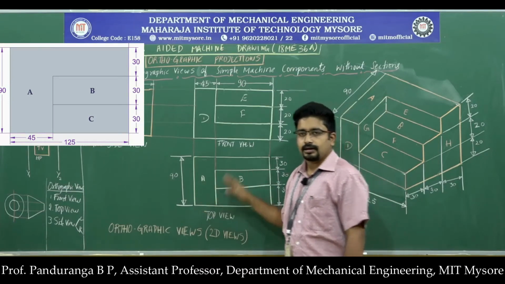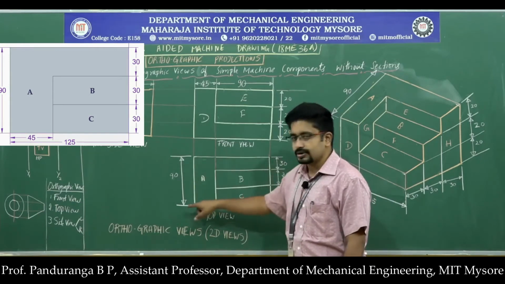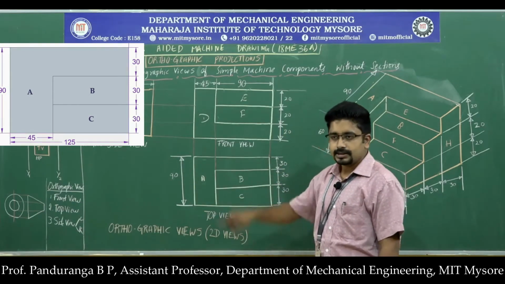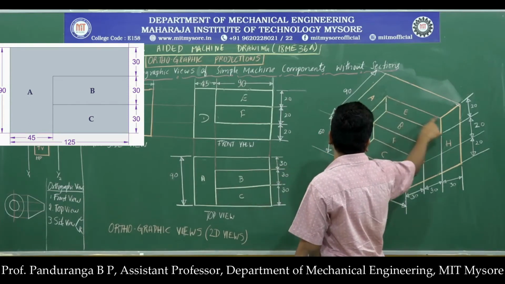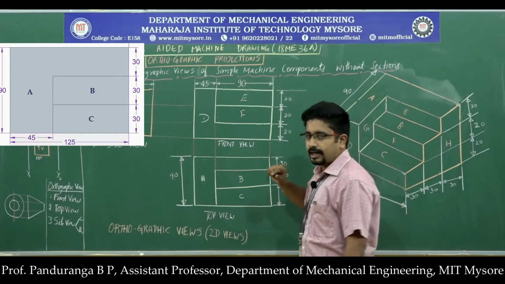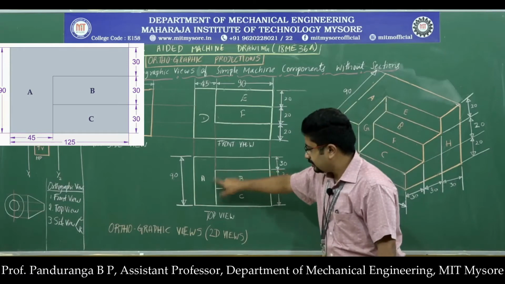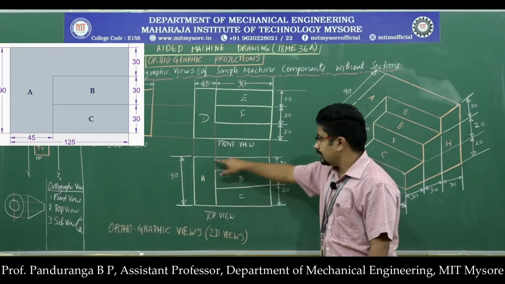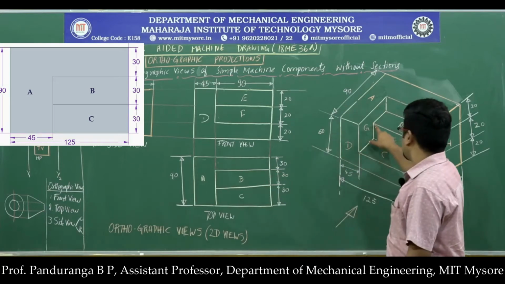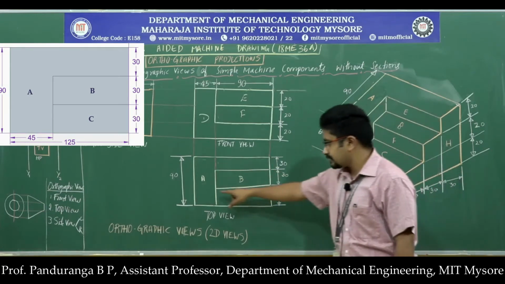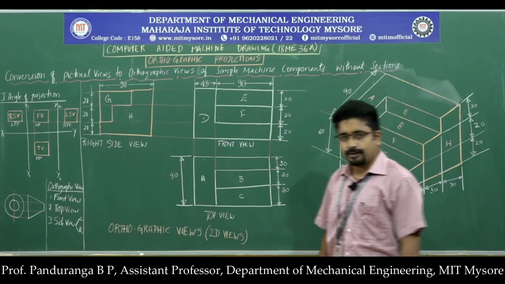So I will darken all the visible edges. Here the outermost rectangle is visible, so I will darken that, and then from here to here I have a visible edge, I will darken that, and from here to here I have a visible edge. So from here till here I will darken it. Here we don't have any edge, it is a projection line, and then we have one more edge from here to here, that is also visible, so I will darken that. This completes the construction of the top view.